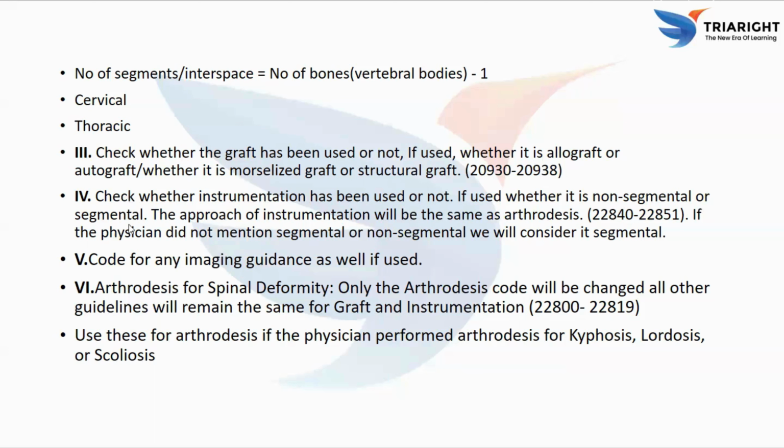So step 4, check for instrumentation. What is instrumentation? Usage of rods, screws, plates, and cages. So what are the types of instrumentation? Segmental, which is attached to multiple vertebrae, and non-segmental, attached to one level only. And CPT code ranges are 22,840 to 22,851.